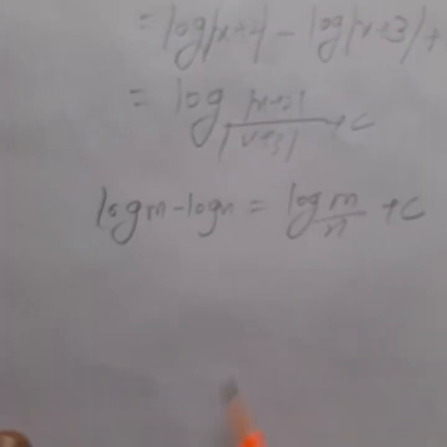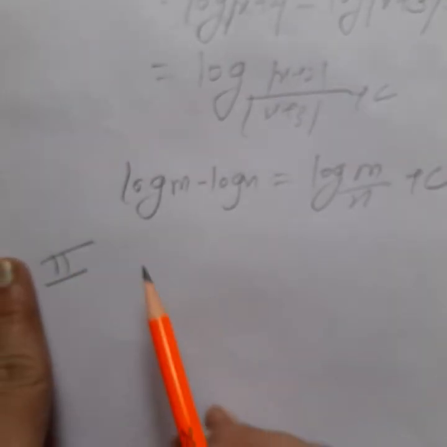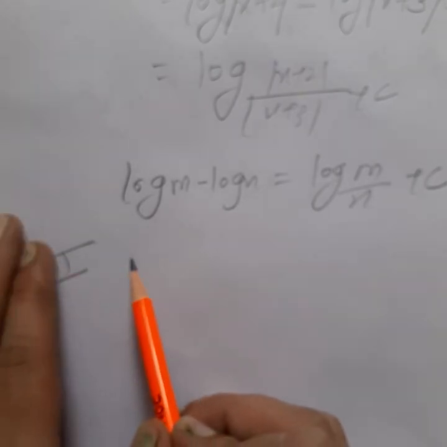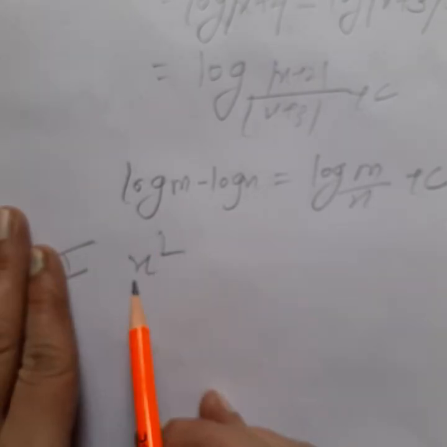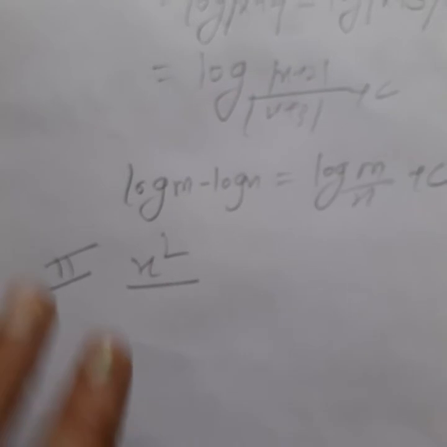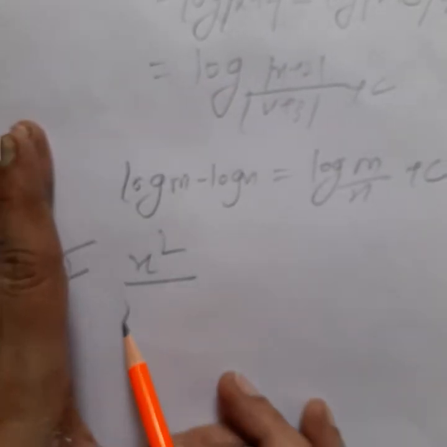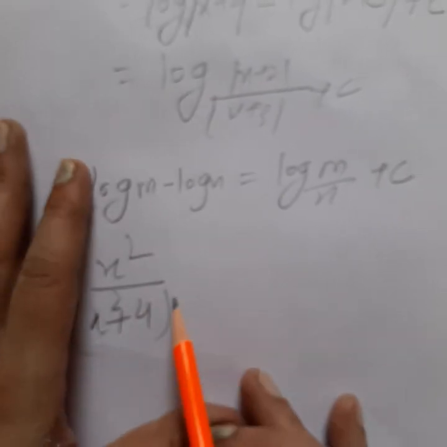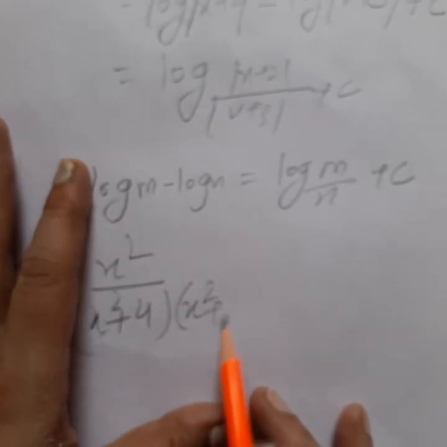Now we move on to our next type. This is our second type. In this type, we have the function in this form, with x square in the numerator, and in the denominator we write x square plus 4 and x square plus 6.